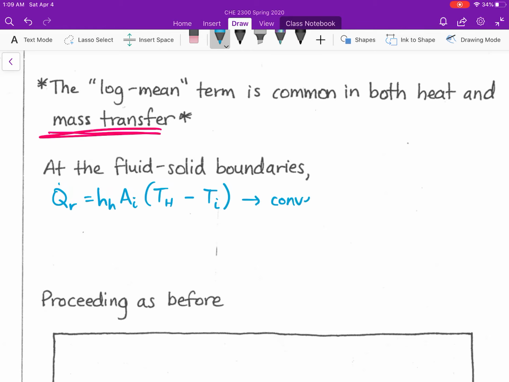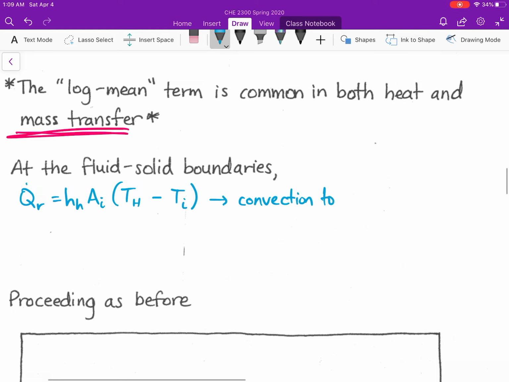So here we have convection to the pipe inner surface.